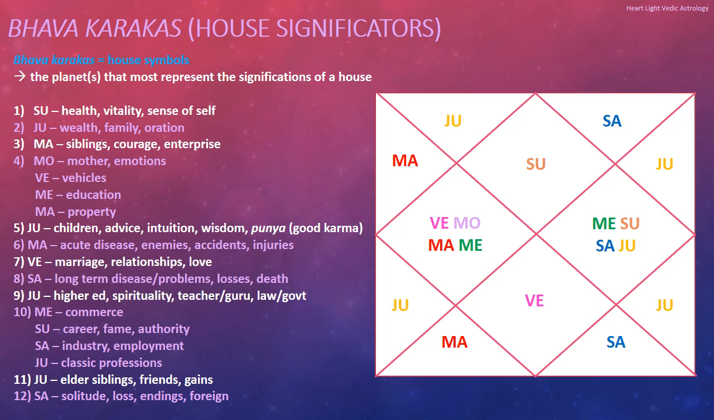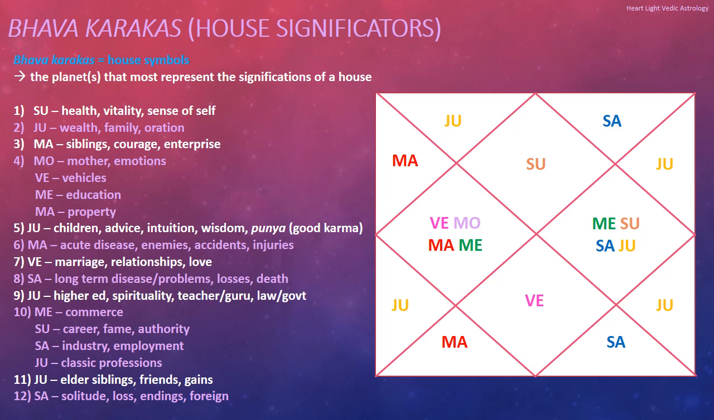So the sixth house here, we've got Mars again. So why is Mars here? Well, Mars represents things like acute disease and enemies. So does the sixth house. Accidents, injuries. So they both line up here. Then the seventh house, we have Venus as the Bhava Karaka. Venus represents marriage, relationships, and love, and the seventh house represents those things as well. So Venus is the Bhava Karaka for the seventh house.